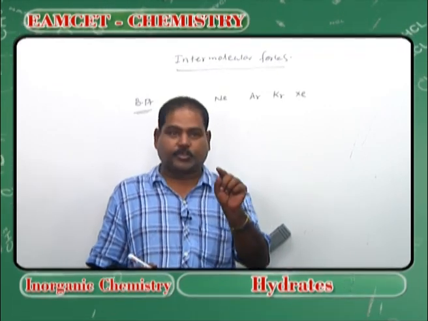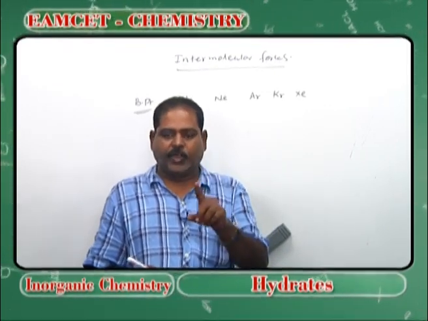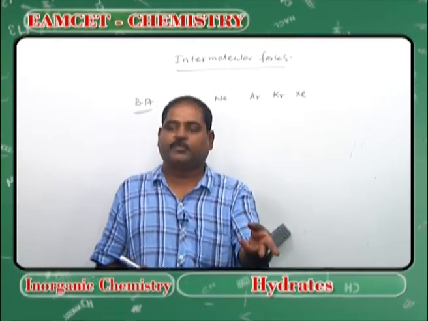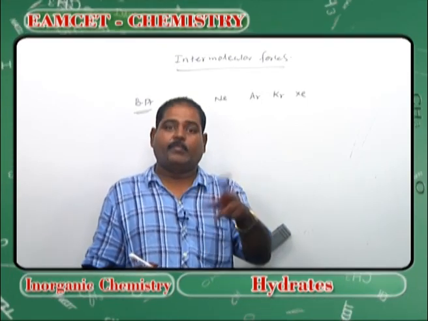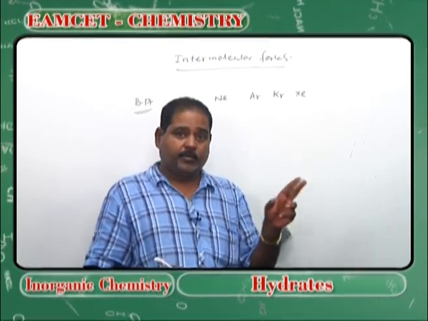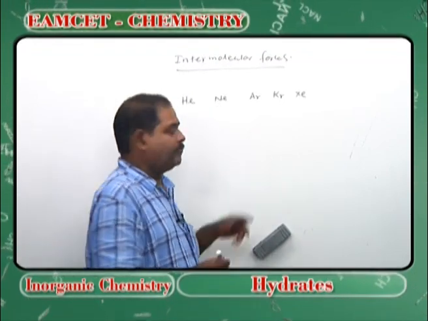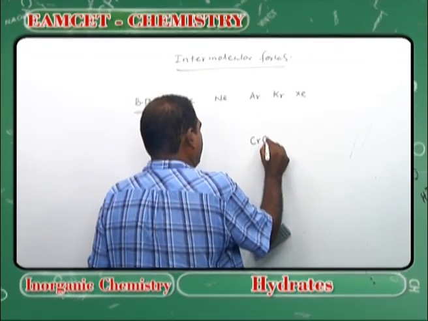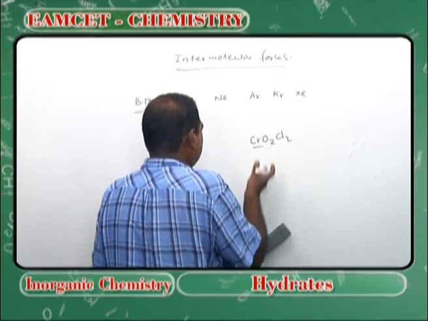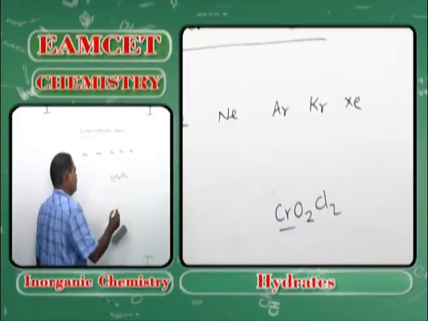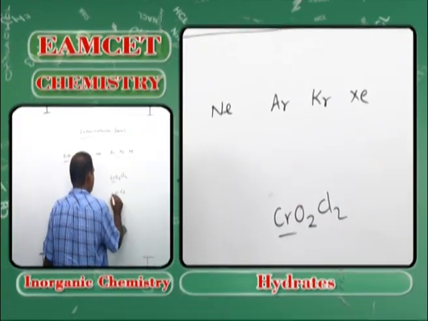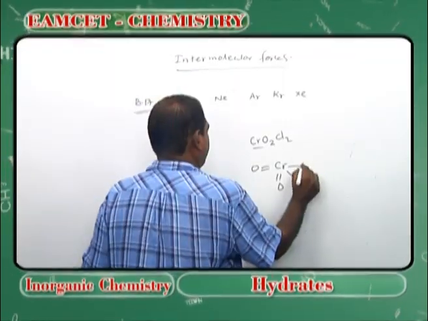For an ionic substance, a metal is a must. I am not telling you that if there is a metal, it is an ionic substance. No guarantee. But take for example CrO2Cl2, chromyl chloride. You have a metal here, but that is not an ionic compound. That is a fairly covalent compound, with double bond O, Cl, Cl, right?